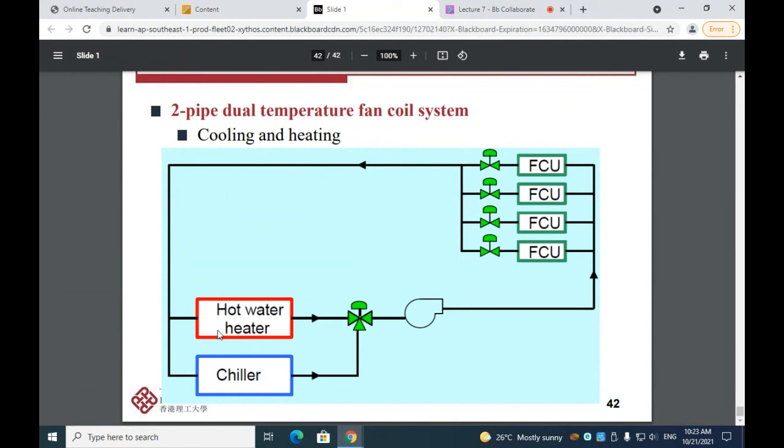And the only difference is the source of the water. So if it's in winter condition, then the chiller will be turned off. So there will not be any chilled water coming out. And the boiler will be in use, and it will be supplying hot water to the coil here. And if it's in the summer condition, the boiler will not work, so the flow rate here in this duct is 0. And the chiller will supply chilled water into the system, as here.